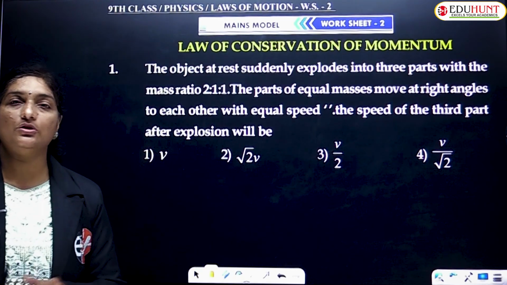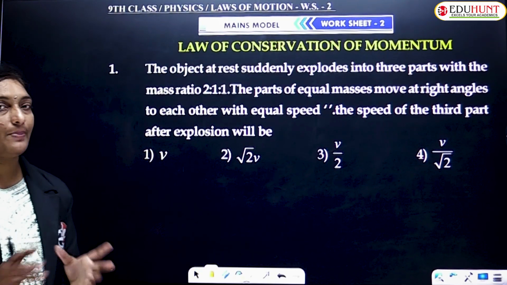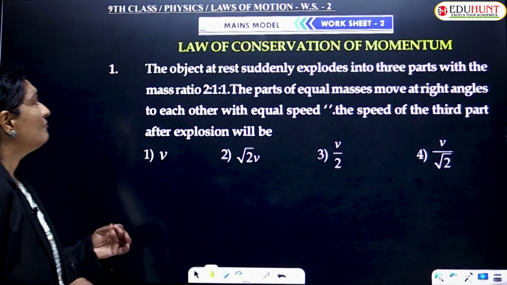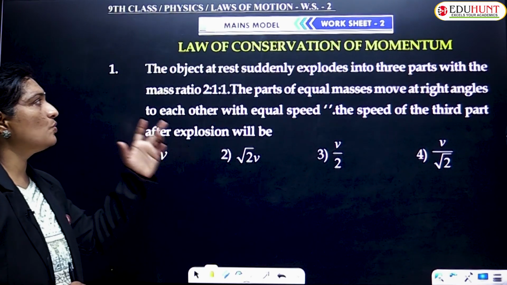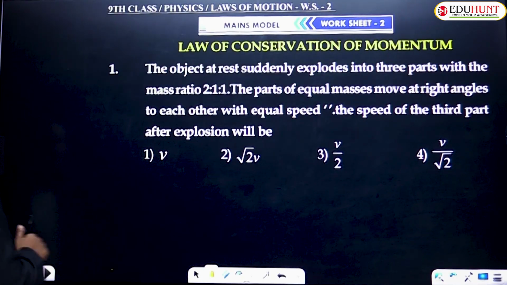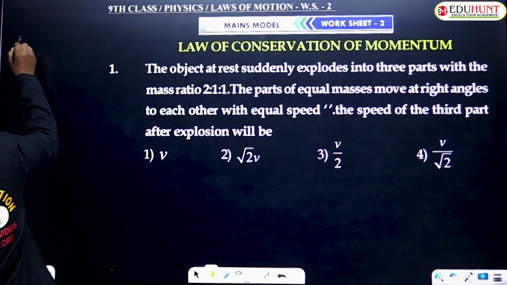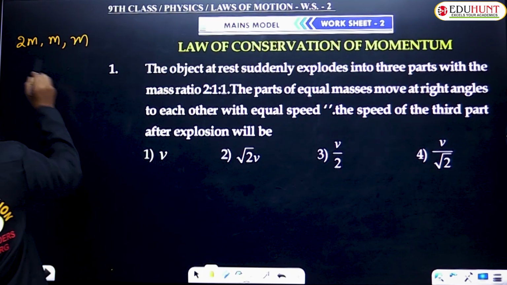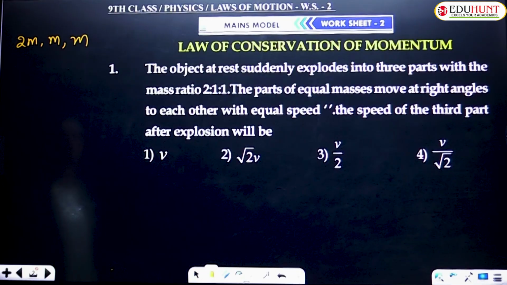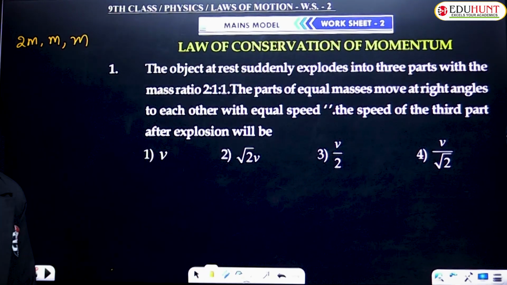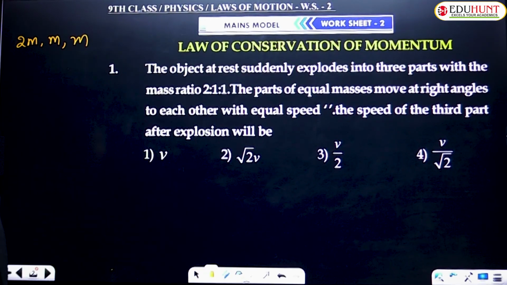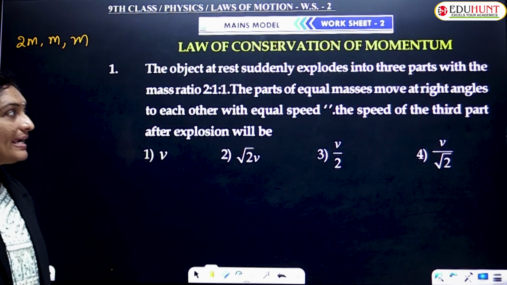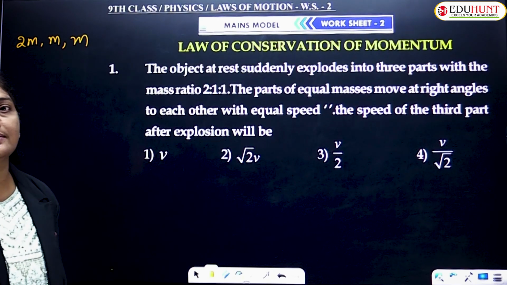Suddenly it explodes into 3 parts. How many parts? 3 parts, with the mass ratio 2:1:1. So what is given, children? If one mass is 2m, the other mass is m and the other mass is m. If you take the ratio, it will be 2m:m:m, nothing but 2:1:1. That is what is given. The parts of equal masses move at right angles.